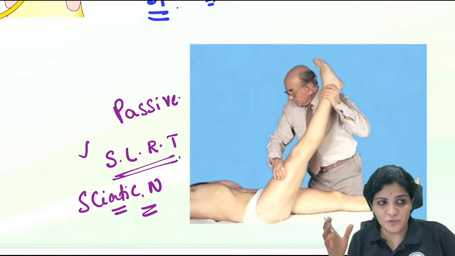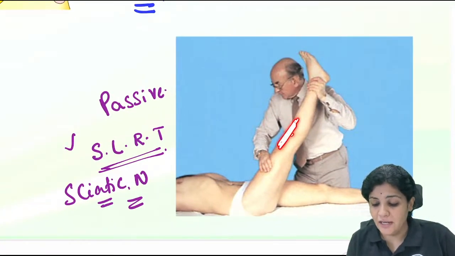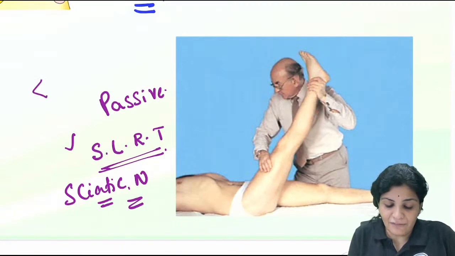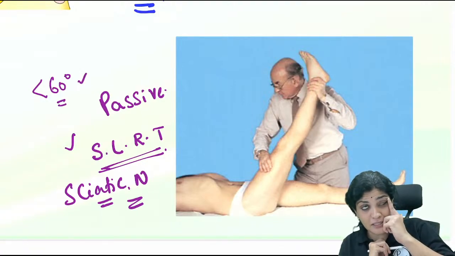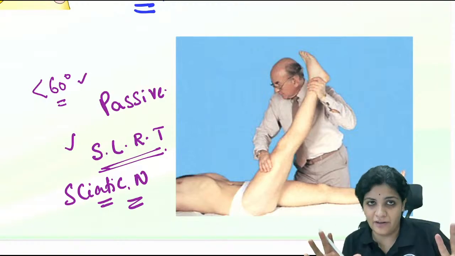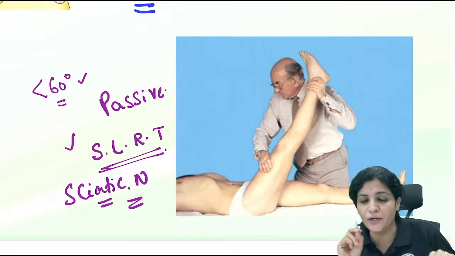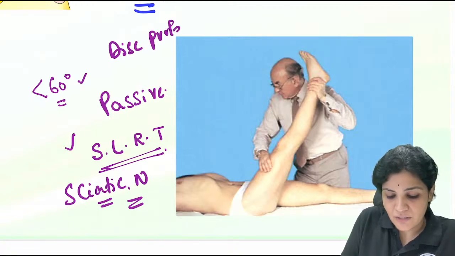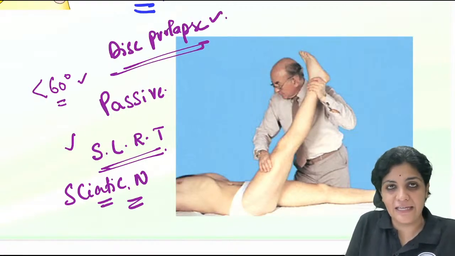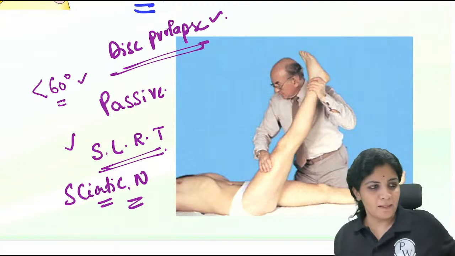In this test, what we do is we try to elevate the limb, and this limb on elevation with the knee in extension will cause the stretch of the sciatic nerve, and the patient will have pain at the level of less than 60 degrees of elevation. That is very important. If it is more than 60 degrees and now he is having pain, that is irrelevant. It should be less than 60 degrees, and on the lifting of the limb, if the patient is having some shooting type of pain, then it is an indication of a disc prolapse. So this is a passive SLRT used for diagnosis of your disc prolapse. Okay, clear?